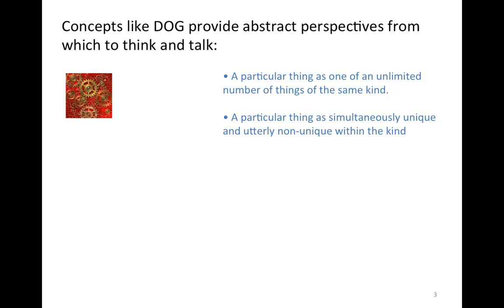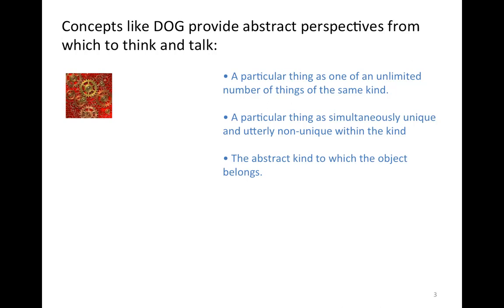Furthermore, a concept such as dog provides an abstract perspective which allows us to think and talk about a particular thing as simultaneously unique and utterly non-unique within the kind. It also provides a perspective which allows us to think about the abstract kind to which the object belongs. So, for example, we can think thoughts like dogs evolved from wolves, where it's a statement about the kind dog and its relation to the kind wolf. It is not about members of the category dog and their relation to members of the category wolf.